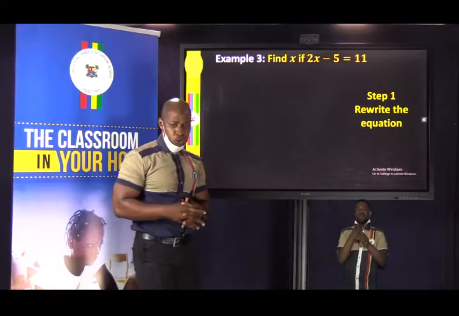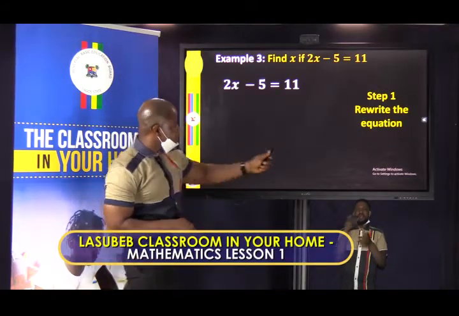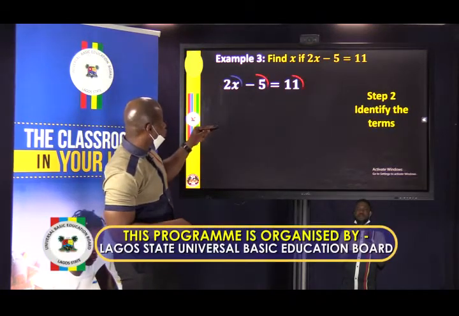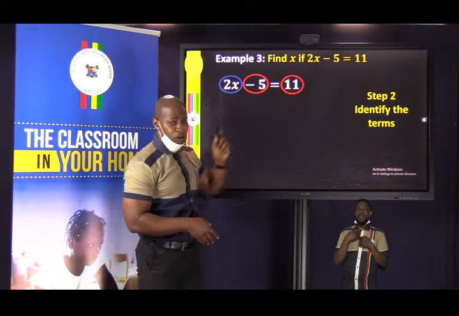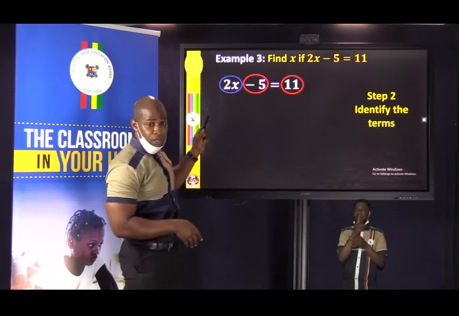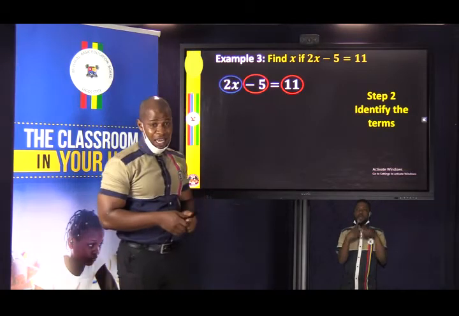But you will be able to solve the problem in that game by the end of the lesson. So let's see it quickly. The first step is that we rewrite the equation. Now we will identify the terms. In this case, we have 2x, then we have minus 5, and then we have 11. Don't forget that 2x, the sign will be positive if you don't see a sign on the left. 11, the sign is also positive if you don't see a sign on the left.